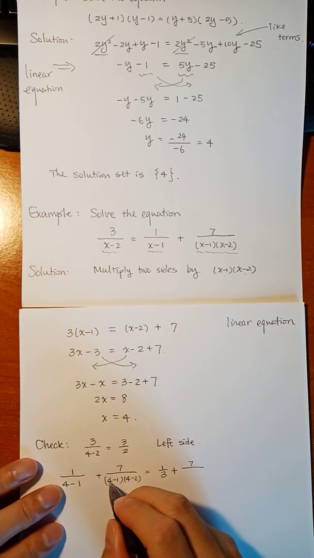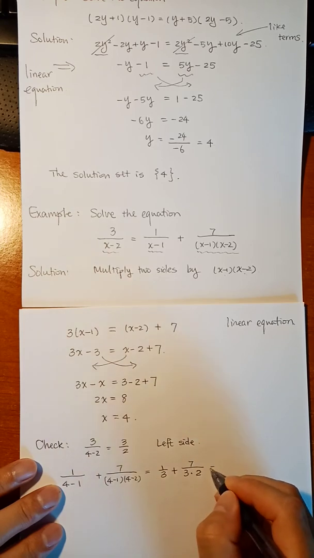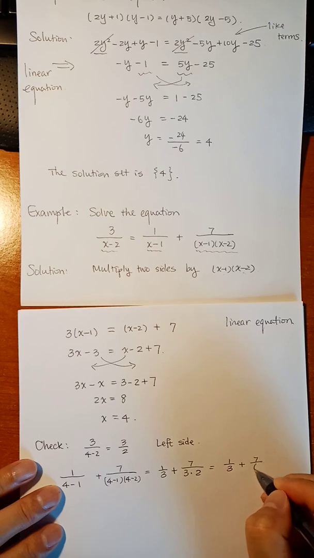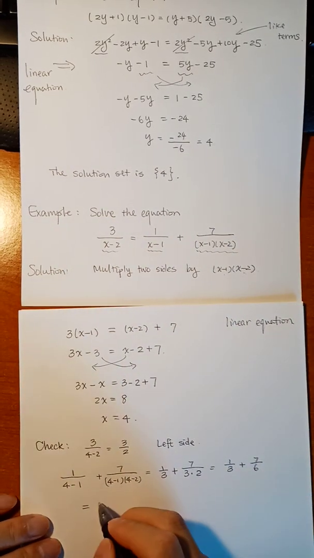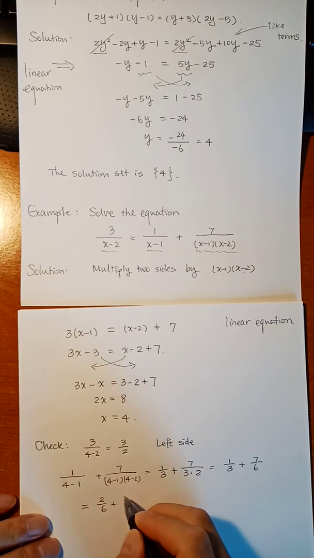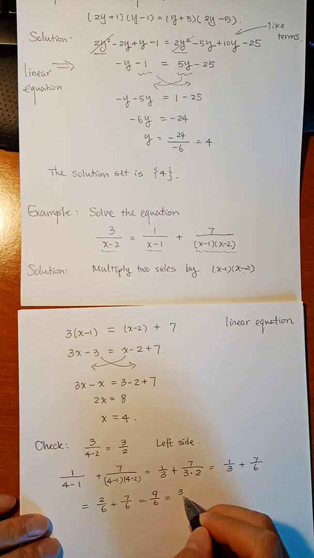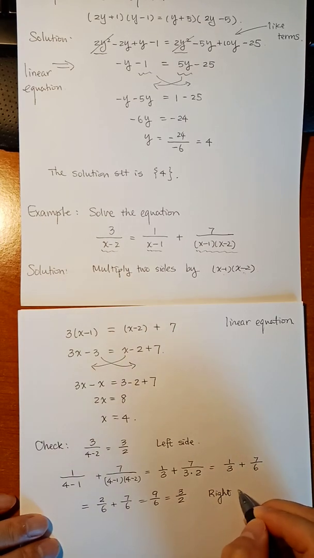7 over 4 minus 1 is 7 over 3. 4 minus 2 is 2. It's 1 over 3 plus 7 over 6. Okay? So 1 over 3 is 2 over 6, plus 7 over 6, so it's 9 over 6. 9 over 6 is 3 over 2. It's the right side.